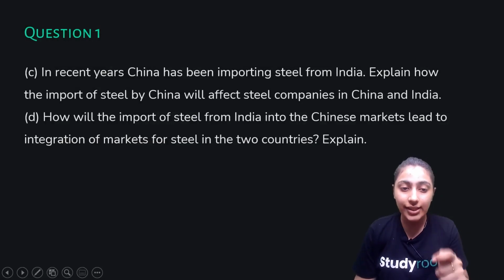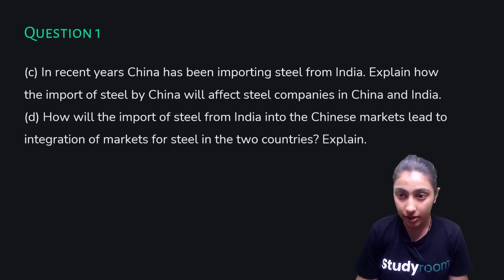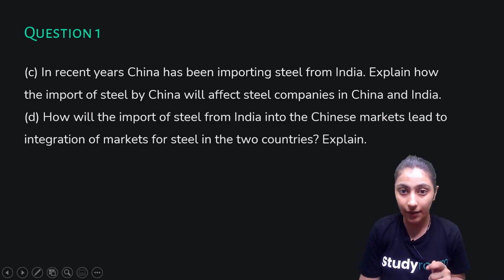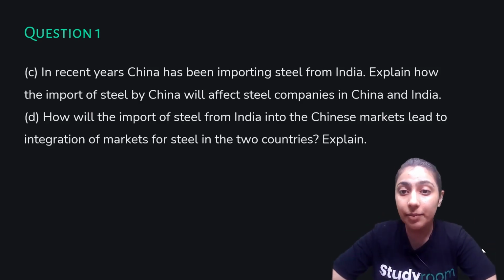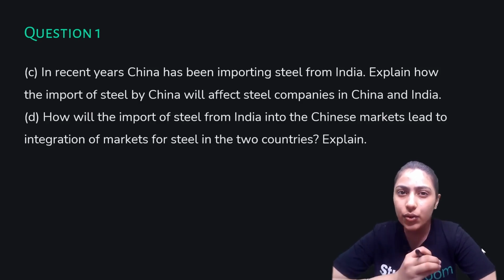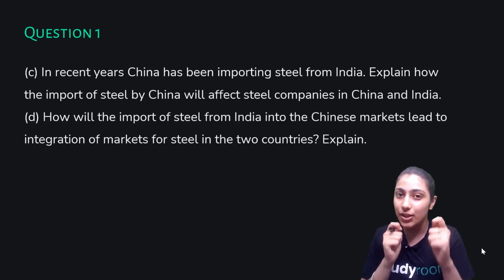Moving forward, in recent years, China has been importing steel from India. Explain how the import of steel by China will affect steel companies in China and India. Talking about China, steel supply will basically improve. Apart from that, steel companies in China will start facing challenge from the Indian companies. Now talking about India, steel companies in India will expand their production to compete with China. And the second thing that will happen in India is that they will have to improve their quality, reduce the cost of production, and try to compete with China.